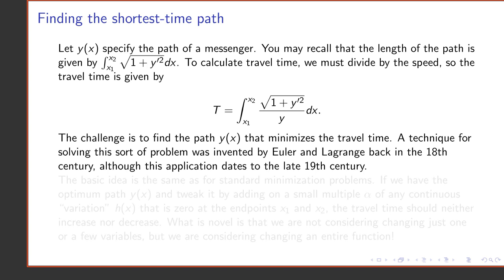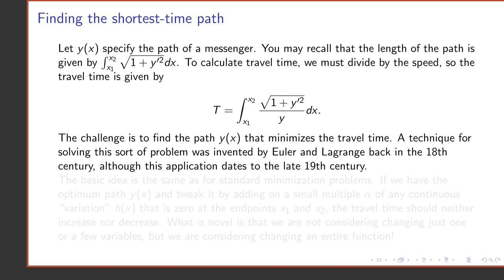Here's how we do it. I specify the path of a messenger by giving the y-coordinate as a function of the x-coordinate. If you've studied calculus, you'll recall that the length of the path is obtained by taking 1 plus the derivative of y with respect to x squared, taking the square root of that and integrating it over x from x1 to x2. If you haven't studied calculus, you'll probably just want to tune out the next few slides because this is a slightly messy calculation.